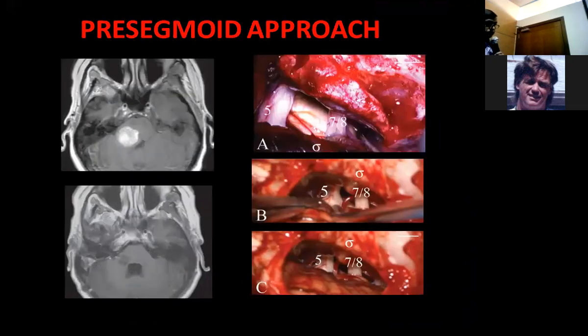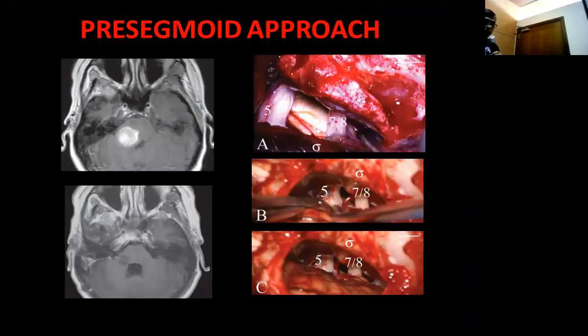Pre-sigmoid approach. It is not on the surface. It is intrinsic. It's more difficult. But to do this approach, you would actually go exactly where the lesion is.